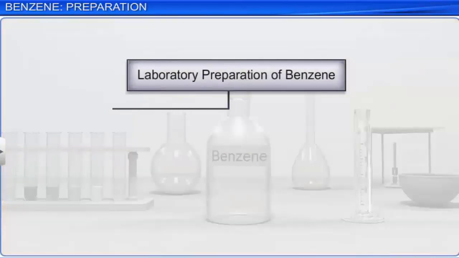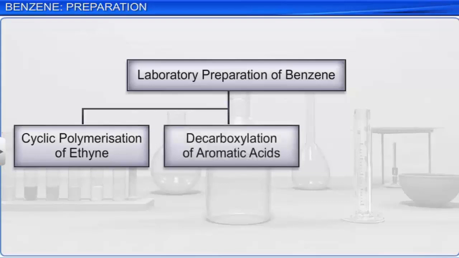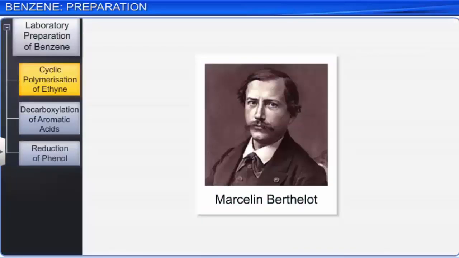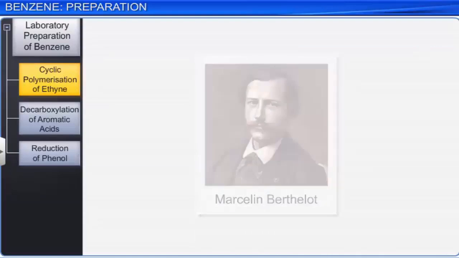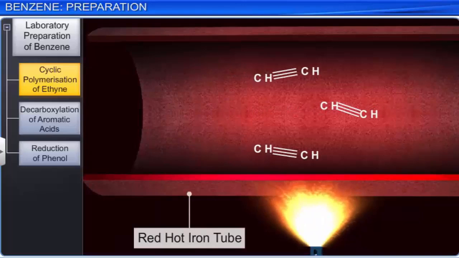Cyclic polymerization of ethine, decarboxylation of aromatic acids, reduction of phenol. Let's look at the cyclic polymerization method. Benzene was first synthesized by Marcellin Berthelot by passing ethine through a red-hot iron tube at 873 Kelvin.